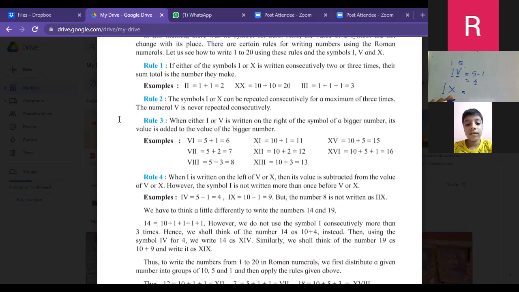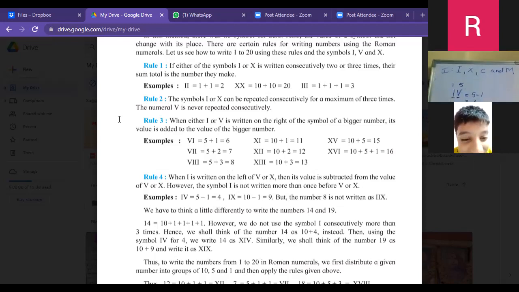Will you look at the board? The big number is what? It is 10. So 10 minus 1 is 9. So this is the way of writing 9. Is it clear?